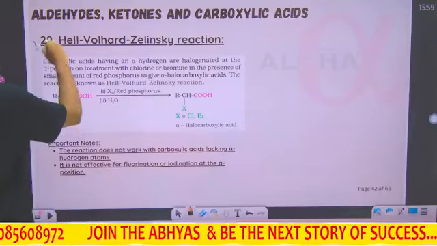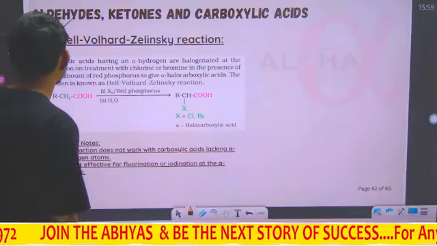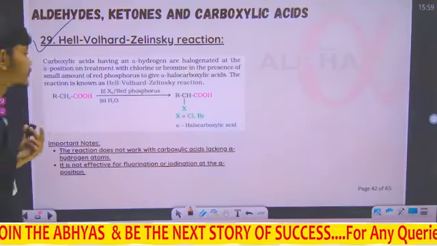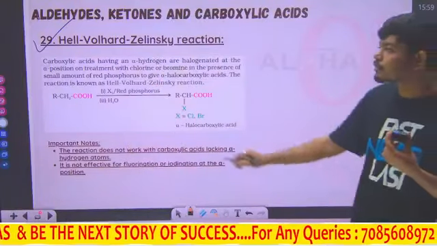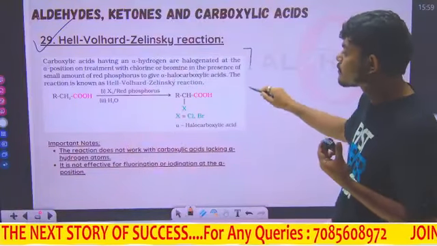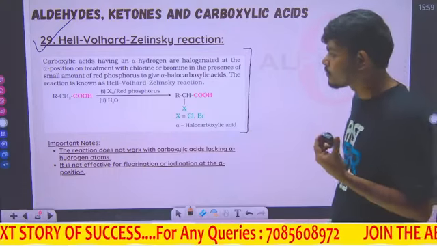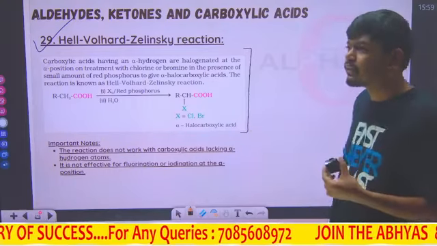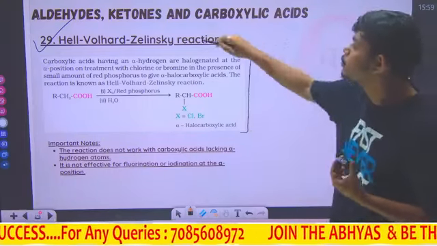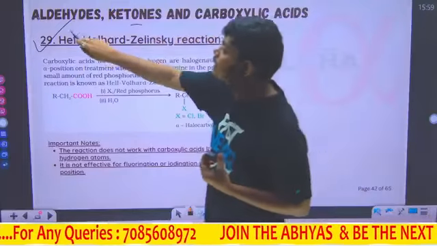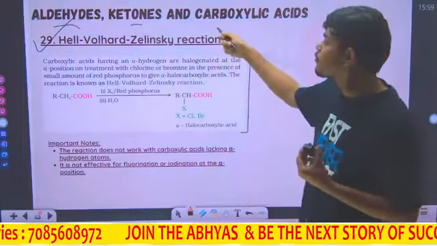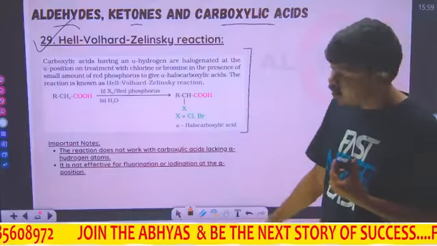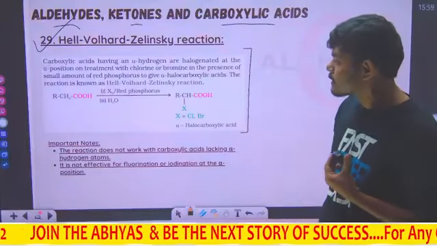Next name reaction is the Hell-Volhard-Zelinsky reaction. What is Hell-Volhard-Zelinsky and why is it important? Carboxylic acids having an alpha hydrogen are halogenated. We have discussed name reactions on aldehydes and on ketones. Now we move forward to name reactions on carboxylic acids. Very important: Hell-Volhard-Zelinsky.